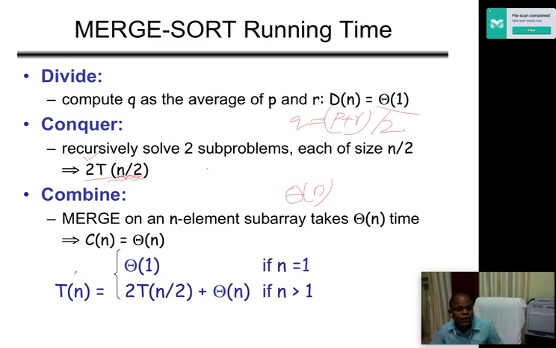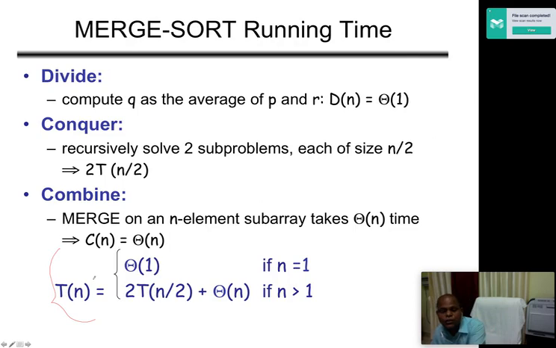Hence, putting together, T(n) will be theta of 1 if n is equal to 1, and otherwise it will be 2 T(n by 2), this is for conquer, plus theta of n, this is for merge, plus theta of 1, this is for divide. But we are leaving this out because theta of 1 has no consequence in the running time of the algorithm. Now the time complexity of merge sort can be found by solving this recurrence relation. If you solve this recurrence relation, then we will get the time complexity of merge sort.